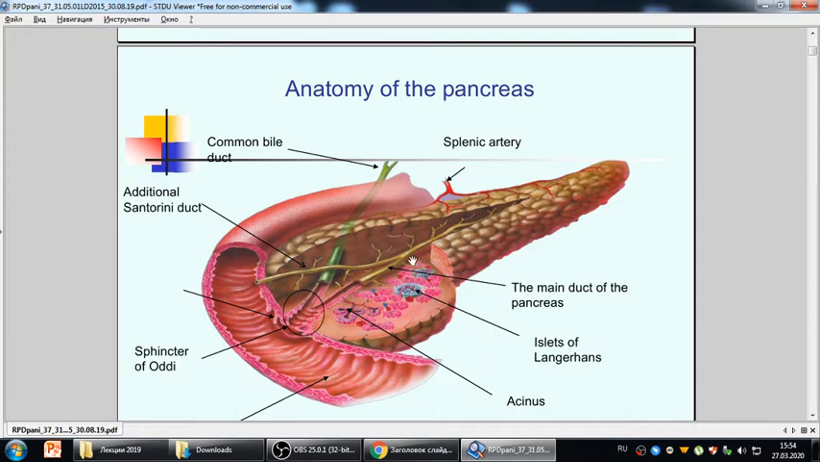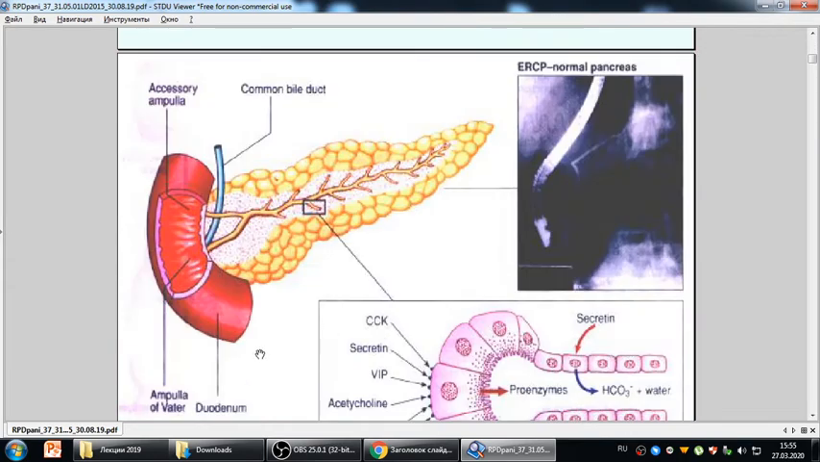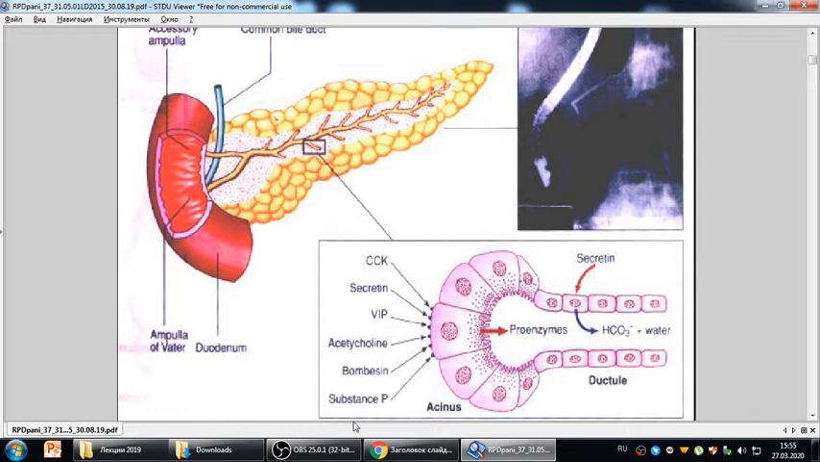Today we will focus on deficiency of the exocrine part. The exocrine part of the pancreas produces and releases enzymes into the duodenum, which help digest carbohydrates, proteins, and fats in our digestive system. Here is the structure of the exocrine part, which consists of acinus and ductus, and cholecystokinin and secretin and other biologically active products.